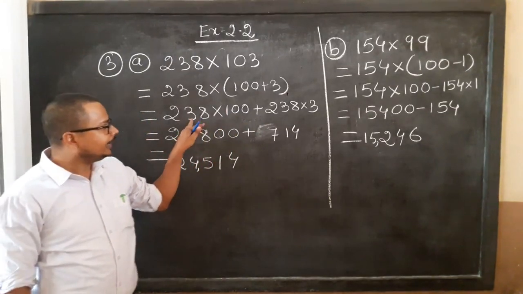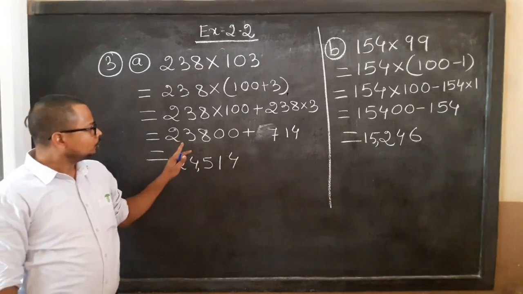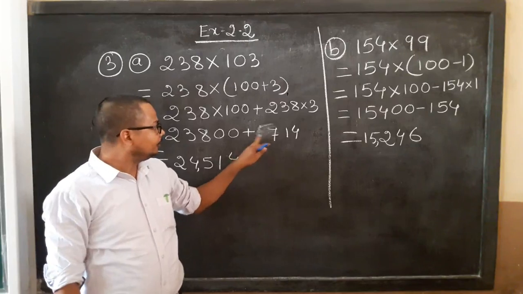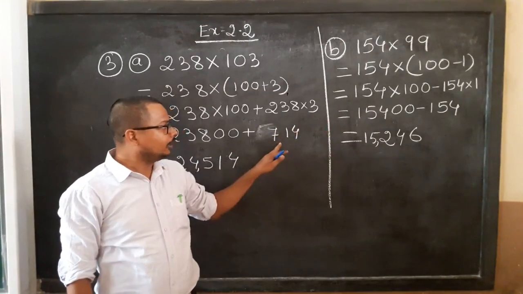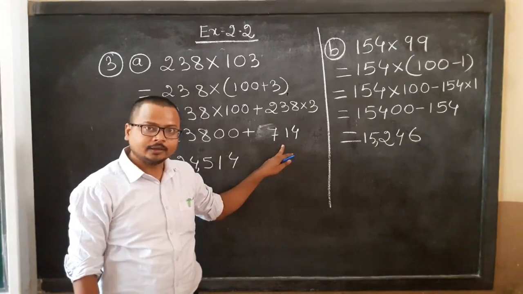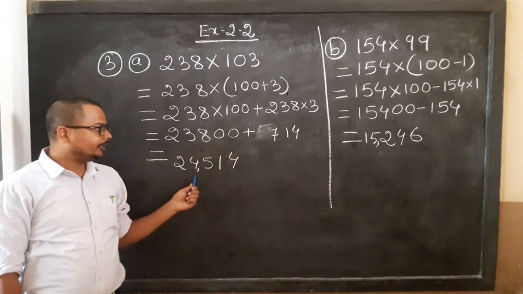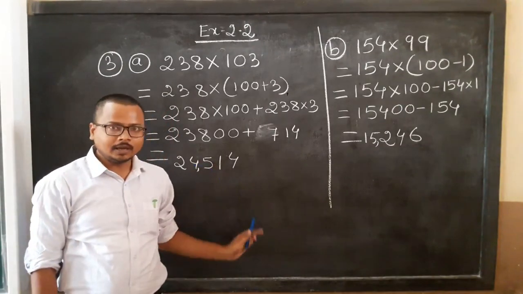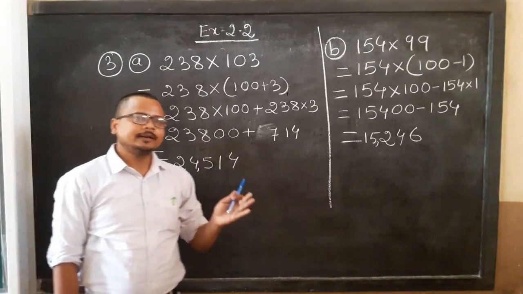So 238 into 100 will become 23,800 plus 238 into 3 will become 714. Okay, now after adding these two numbers we get the answer 24,514. So this is our answer of question number A. Now let us move to question number B.